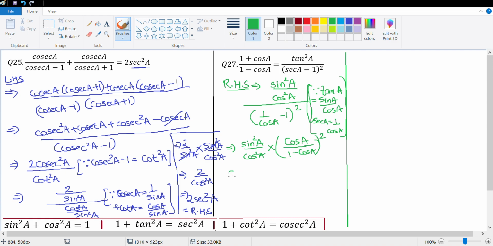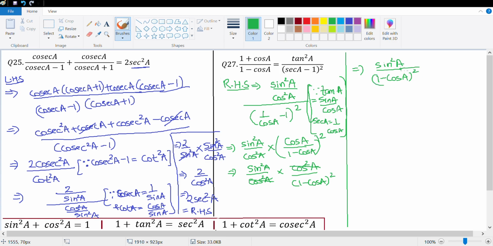So then I notice that I can cut something. Let's see what I can get. So this numerator now is sine square A, this is cos square A, this is cos square A, and this is (1 minus cos A) whole square. Cos square A and cos square A get cancelled, and what I am left with is sine square A upon (1 minus cos A) whole square.